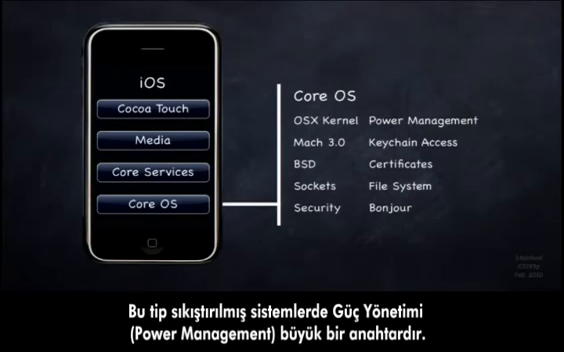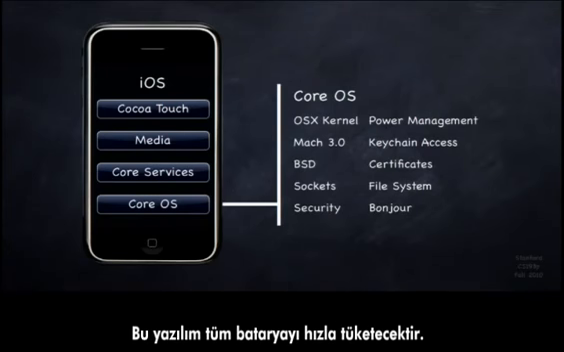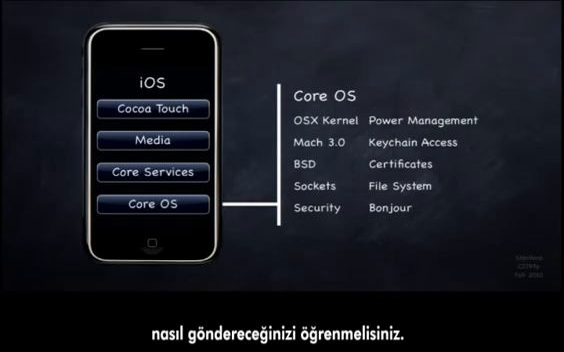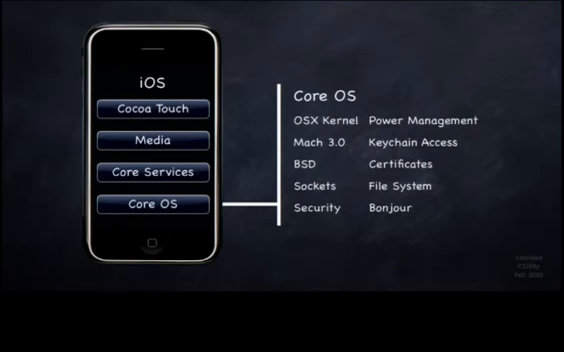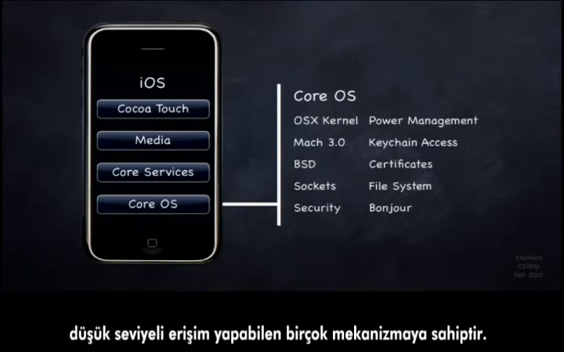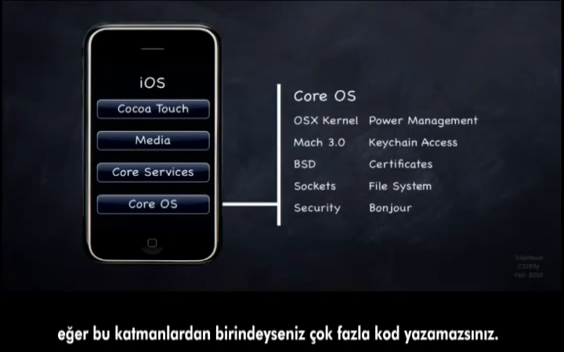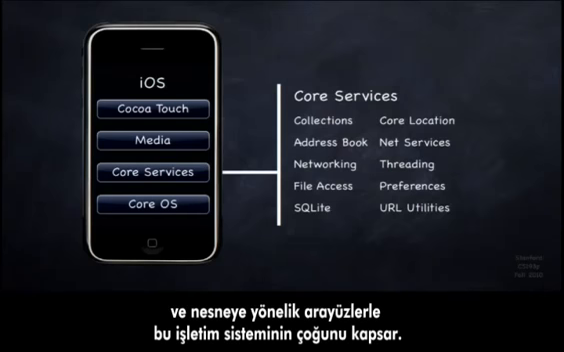Power management is a big key on embedded devices like these, because if you write an app, for example, that uses GPS all the time as it follows you around, it's going to eat up your entire battery really fast. So you have to learn how to ask for the GPS coordinates on a reasonable request basis, because you're talking about trying to listen to a satellite. That takes a little bit of energy. So the core OS layer has a lot of mechanisms for doing low-level access. Most of this stuff is not object-oriented, and you're not going to be writing very much code, if any, at this layer. The next layer up is object-oriented, and it covers a lot of that OS with object-oriented interfaces.